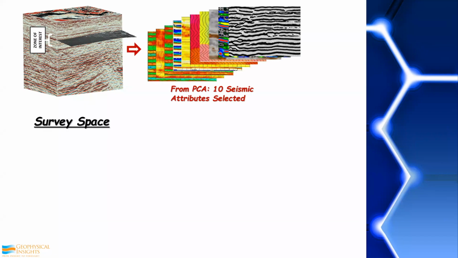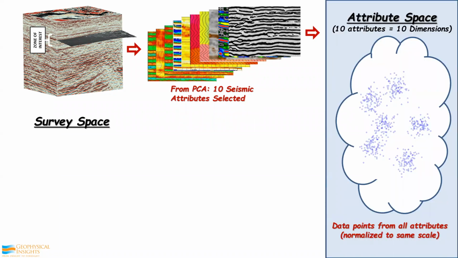And from PCA, perhaps we'll get 10 attributes that are showing prominence in the data. So that's what we take into our SOM. 10 attributes in attribute space gives you 10 dimensions. So our data from all our attributes are normalized and taken into attribute space. And then our seismic samples eventually are organized into natural clusters in attribute space. So we introduce neurons into empty multi-attribute samples, and then these neurons will seek out the natural clusters of like characteristics in the seismic data.